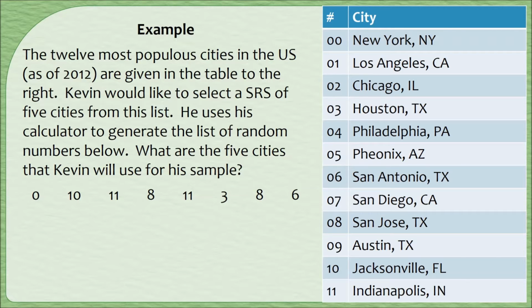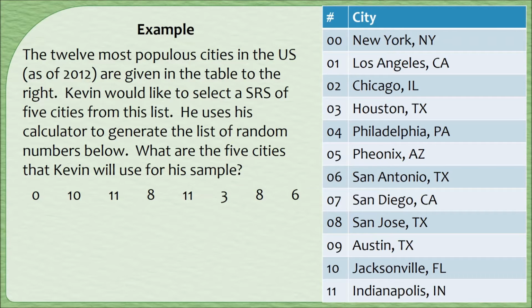Now, depending on your teacher, they may ask you a question similar to this one or maybe slightly differently. For example, your teacher might ask you to use your calculator to find a simple random sample of 5 cities. So in that case, instead of generating this list below that Kevin made, you would just generate your own using your calculator. So how you get your random numbers might be different depending on how your teacher is asking you to do this kind of example.